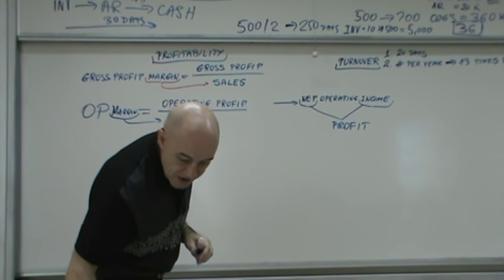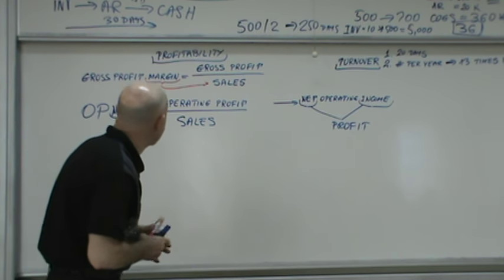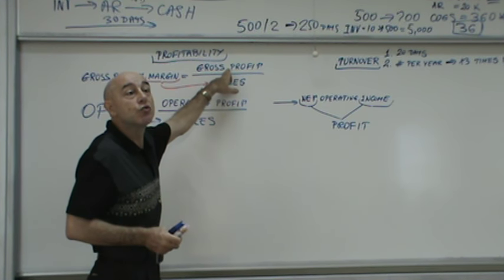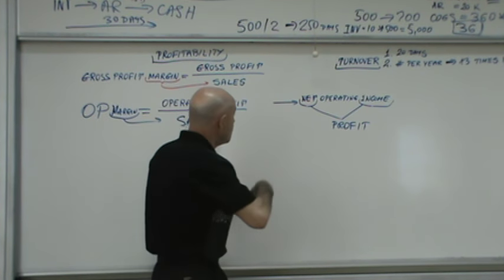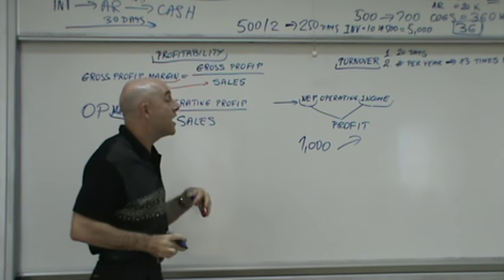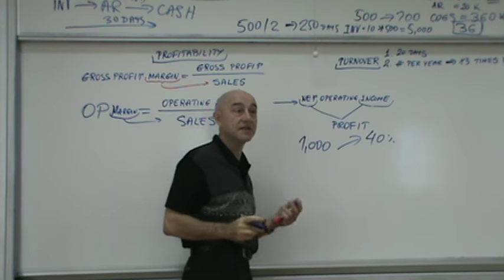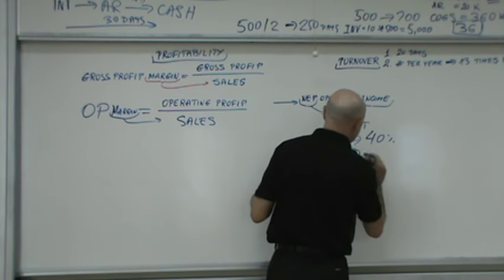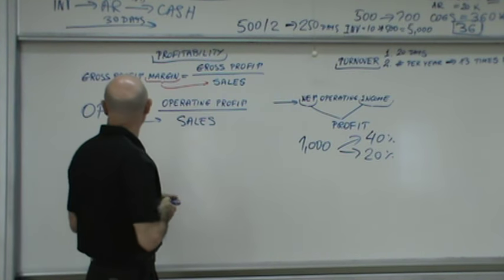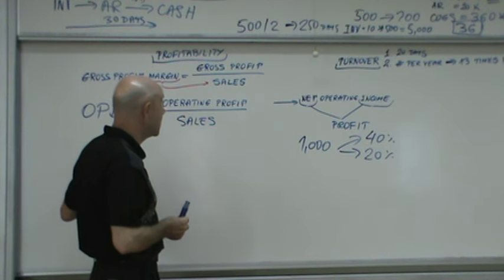Again, let's see what's the next one. So basically, it's a simple question. When you make a sale, what percentage can you convert to gross profit? So you make a $1,000 sale, and how much is the gross profit? Let's say maybe 40%. How much is the net operating income? Maybe 20%. And then we'll have to have a pure profit. Just profit margin, meaning net income margin.